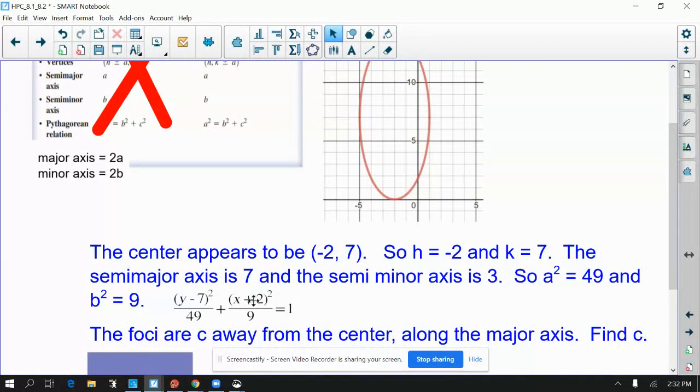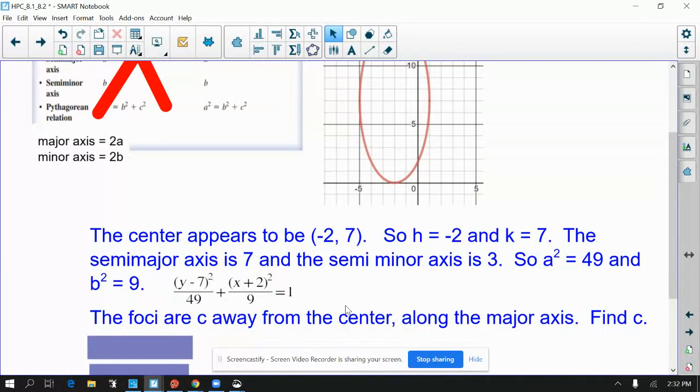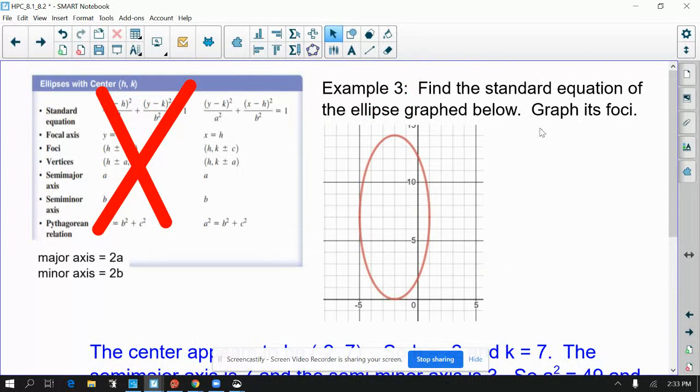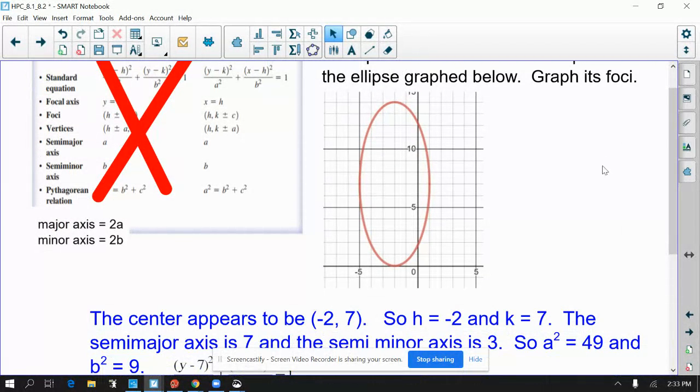The center here is -2, 7. Don't get confused. It's still an ordered pair. Order matters. The x has to come first, then the y. So whatever is associated with the x would come first. In this case, it's x plus 2, y minus 7. And then it's asking me to graph its foci. So I've got to find the foci first.